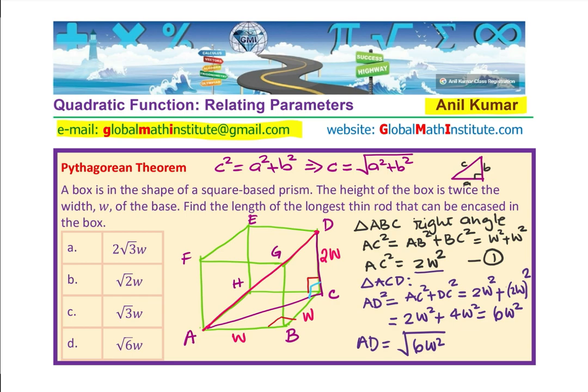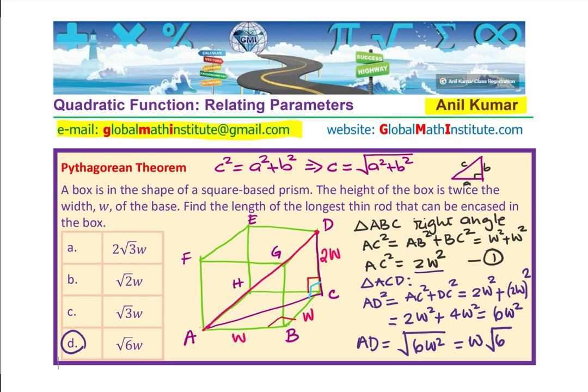The square root of W square is W, because W is greater than 0. And then we have the square root of 6 left. So that becomes the maximum length of a thin rod. When we say thin rod, it means absolutely thin, it doesn't have any width. So it is the length of a line, a diagonal, A to D. And so we get our solution, which is D in this particular case, as the answer.